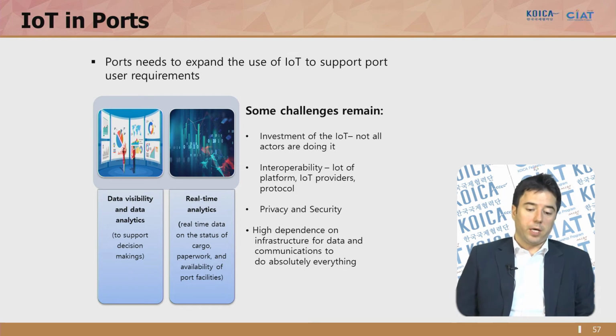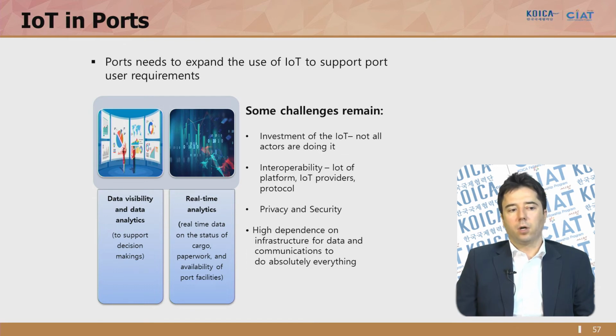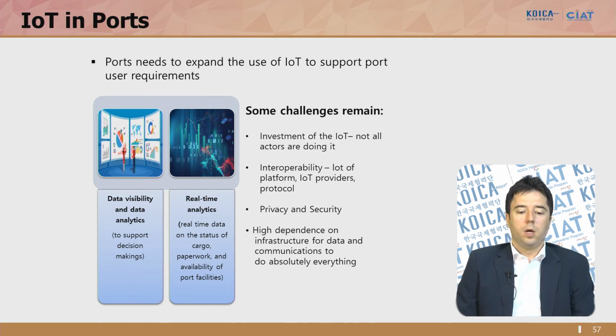The third one is, again, the privacy of information and the security of the information. And that's, I think, one very important element, as we know that some private operators might not be very willing to share sensitive information of the company with others. So I think that's the big issue that needs to be addressed. And the second one, of course, is security, as we were saying. Are we sure that cyber attacks will not occur? And if they occur, are we prepared for fighting back or not? And the fourth one is that there is also a high dependence on infrastructure for data and communication to do absolutely everything. And that's another major issue.